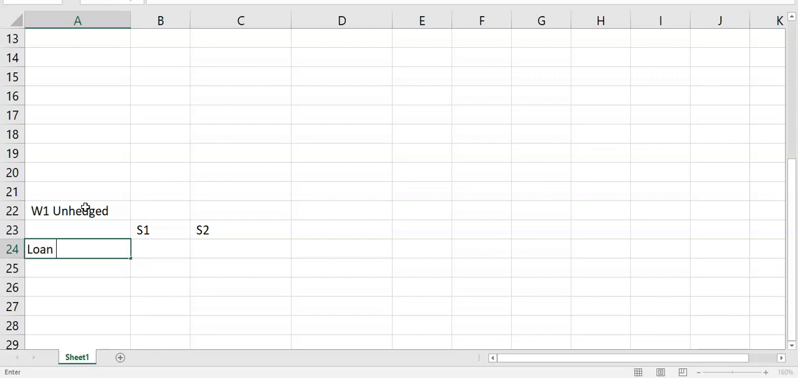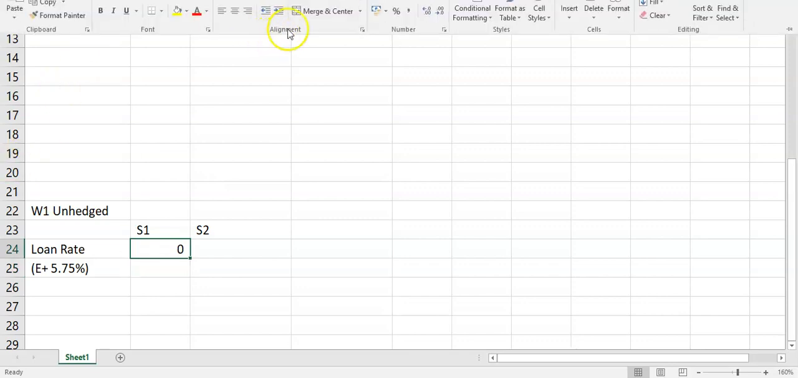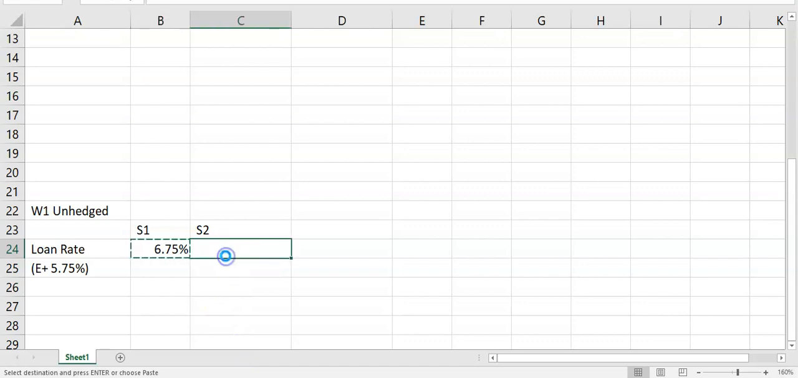So the loan rate we know is Euribor plus 5.75%. That means the loan rate here, if Euribor goes to 1%, is 6.75%. And if Euribor goes to 3%, it will be 8.75%. So in this case, you haven't hedged them.